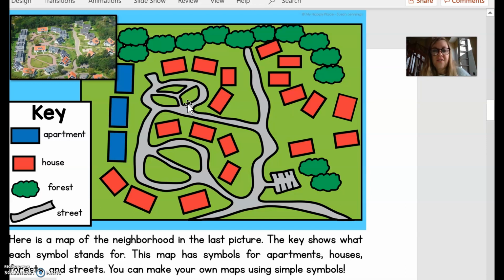So if you're looking to get outside, you can make a map of your street or your neighborhood.